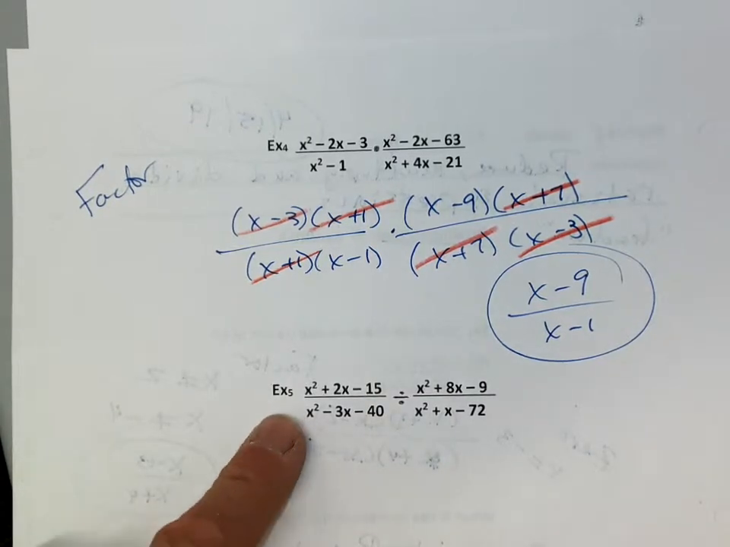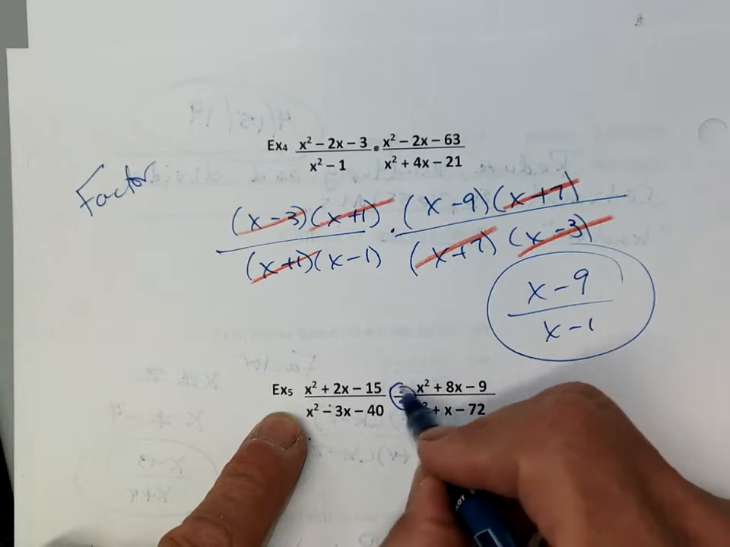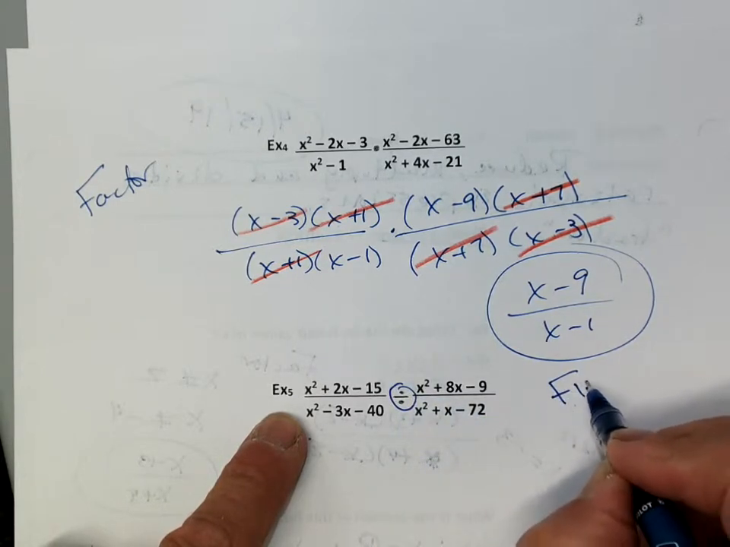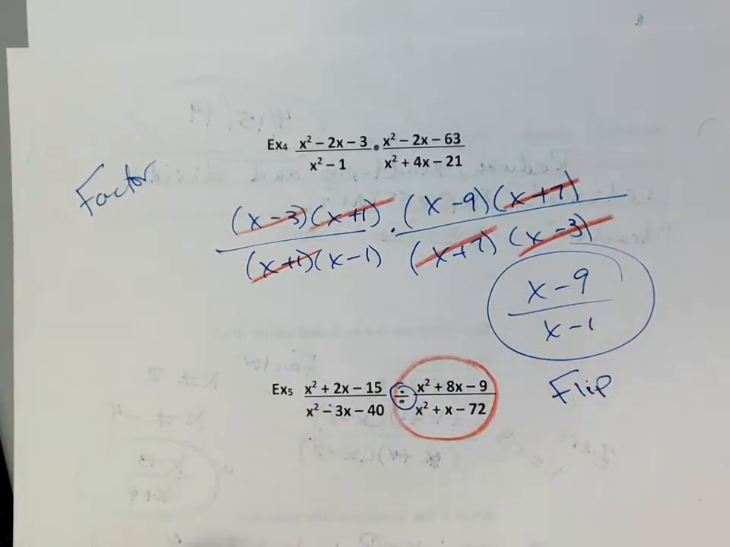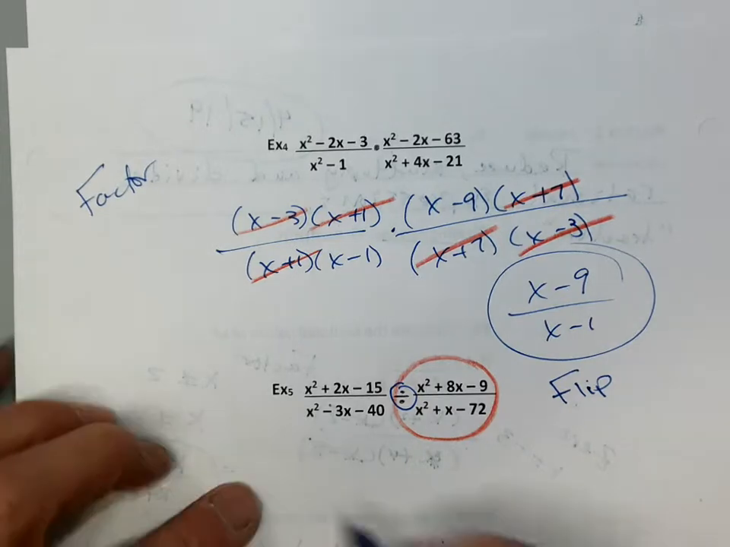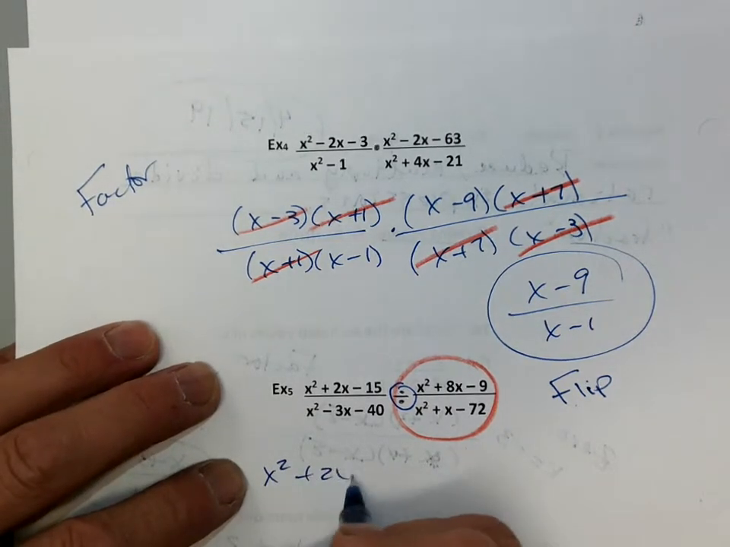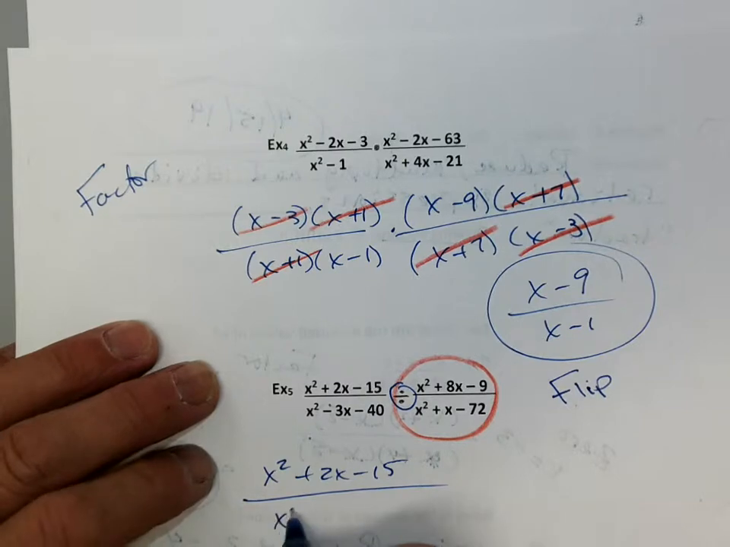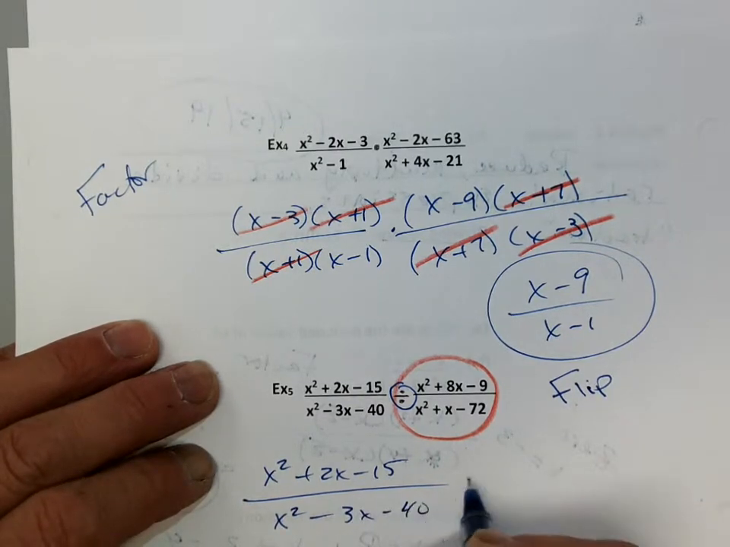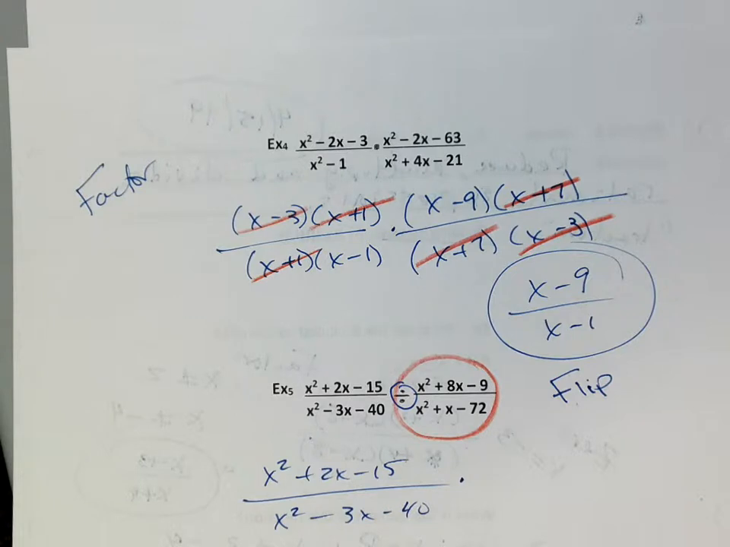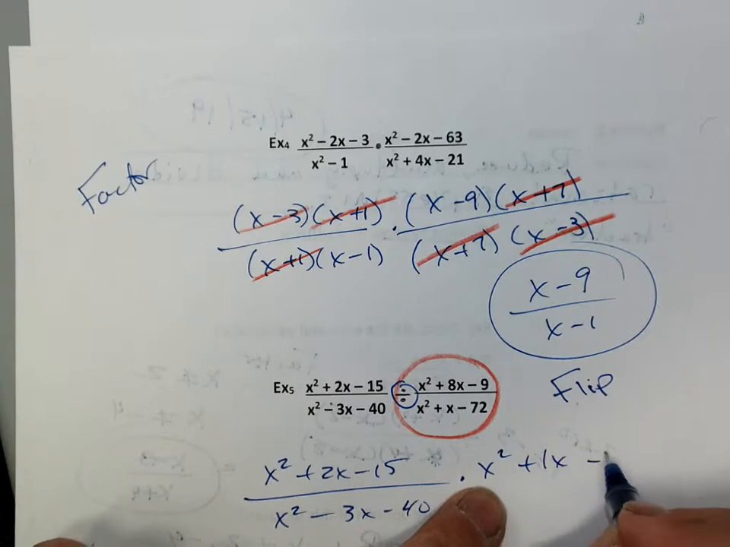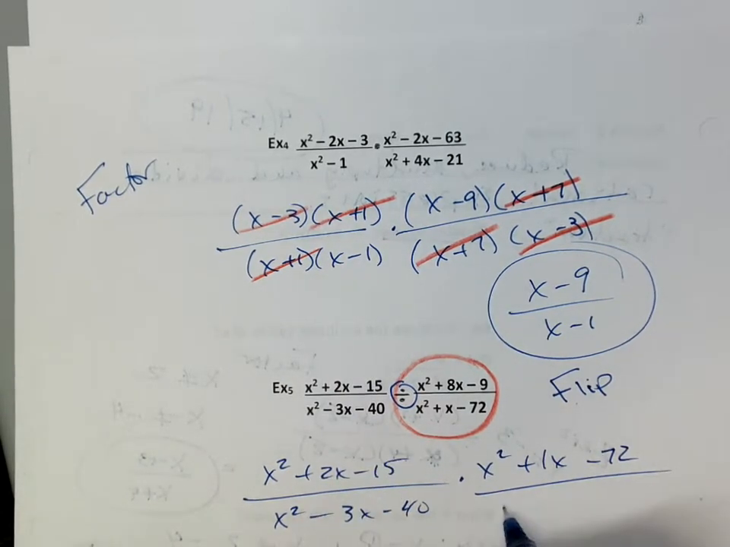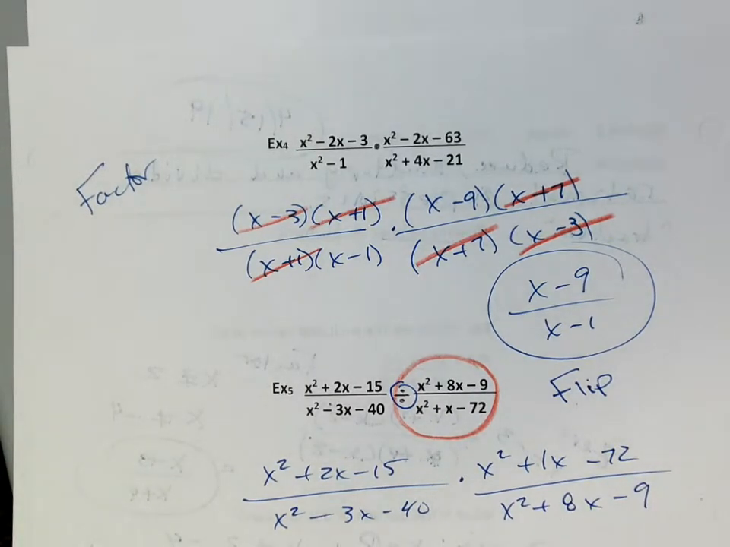Okay, example 5. Since it is divide, you see the division? We're going to flip the second fraction, so you invert and multiply. Let me rewrite this. X squared plus 2x minus 15 over x squared minus 3x minus 40. Then I flip the second fraction, invert and multiply: x squared plus, I'll make it a 1x to help you out, minus 72, over x squared plus 8x minus 9. So when you divide, you flip the second fraction.